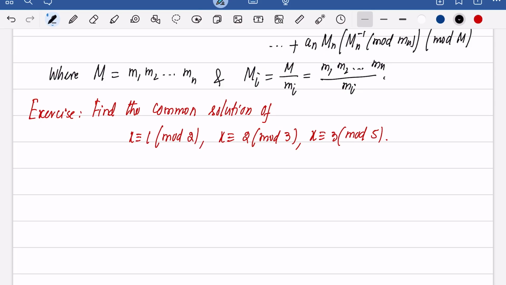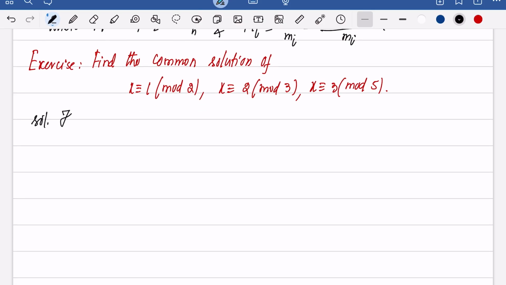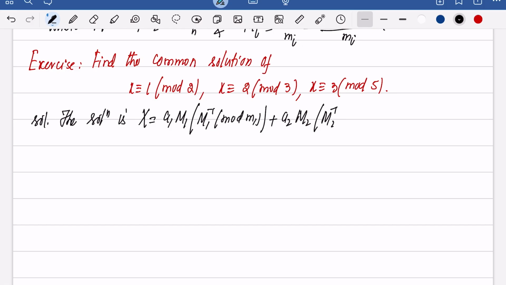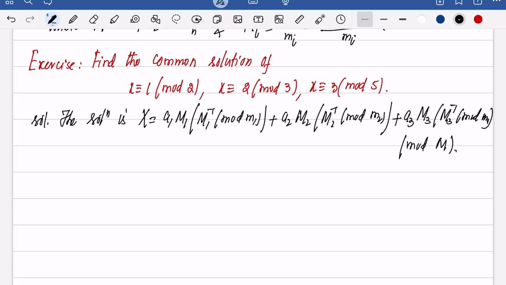Now we take this exercise: find the common solution of x congruent to 1 mod 2, x congruent to 2 mod 3, x congruent to 3 mod 5. Or the same exercise can be asked like this: find the positive integer which leaves the remainder 1 when divided by 2, the remainder 2 when divided by 3, and the remainder 3 when divided by 5. So the solution is x equal to a1 M1 inverse mod m1, we have 3 moduli here, plus a2 M2 inverse mod m2 plus a3 M3 inverse mod m3, now whole mod M. Now let's see what these values of mi's and M are. Now M is the product of moduli 2 into 3 into 5, which is equal to 30.